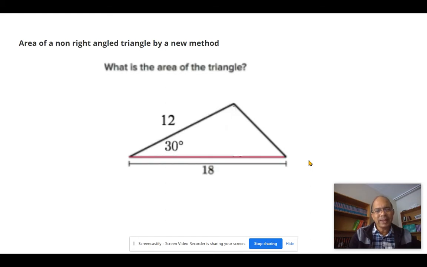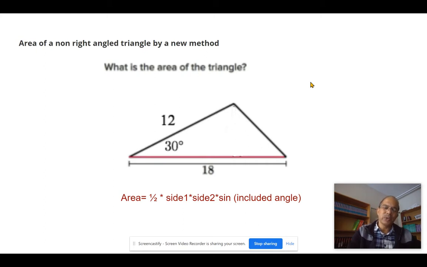But what if you had a triangle in which you did not have a right angle? You were just given two sides, say, in the same triangle, 18 and 12. Now, if I told you that the area was equal to half of side 1 times side 2 times sine of the included angle, or half times 12 times 18 times sine 30, as you can see here, if you calculate this, you will still get 54. Now, how did we get this particular formula? This is what we will look at later in this lesson.